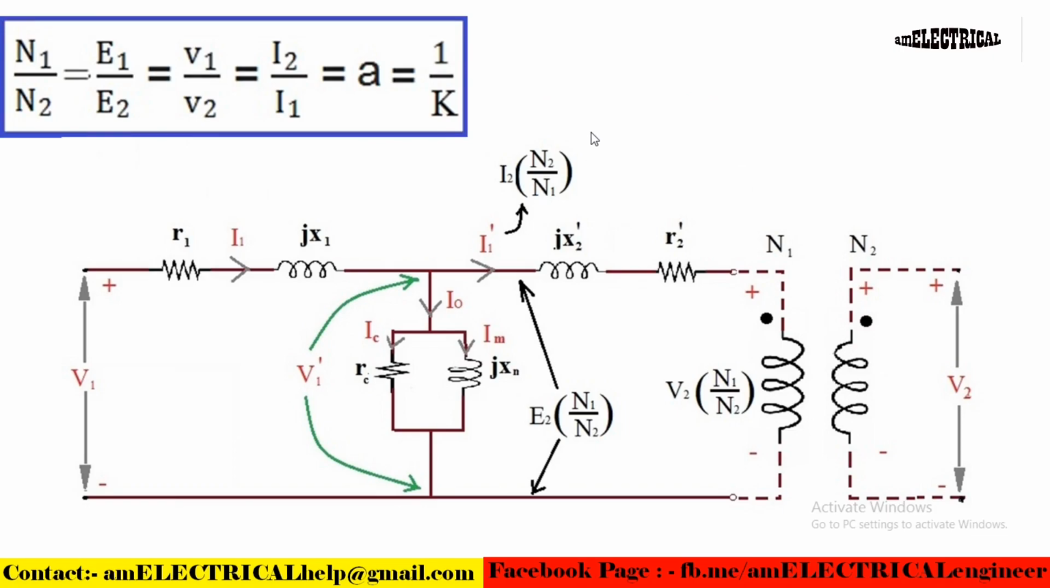I hope you have remembered this one. N1 divided by N2 will be equal to E1 by E2 will be equal to V1 by V2 equal to I2 by I1, which will be equal to A, further equal to 1 by K. It is the formula of transformation ratio or turns ratio. We have already discussed this formula in the working principle of transformer video. You can watch it by the link given in the I button.